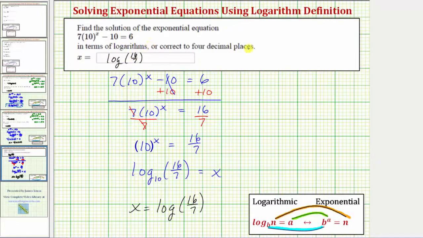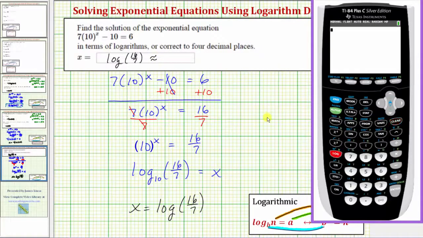Let's also get a decimal approximation to 4 decimal places. Here's the common log button, so log 16 divided by 7, close parenthesis, and enter. To 4 decimal places, we have approximately 0.3590.